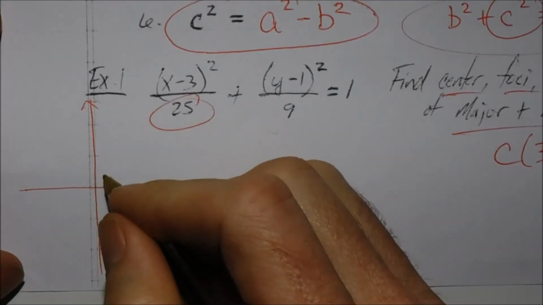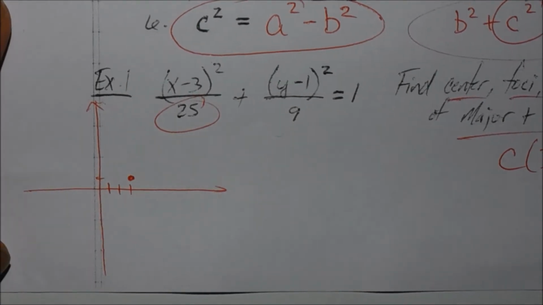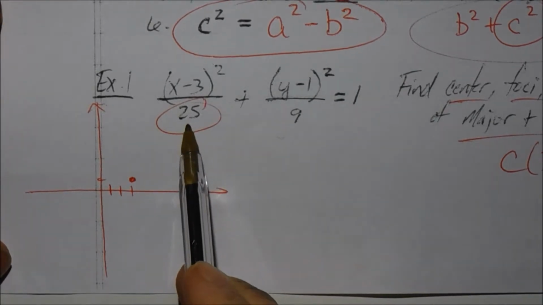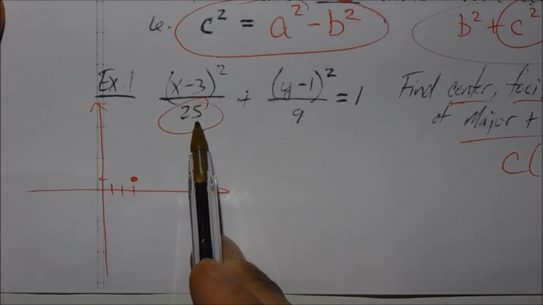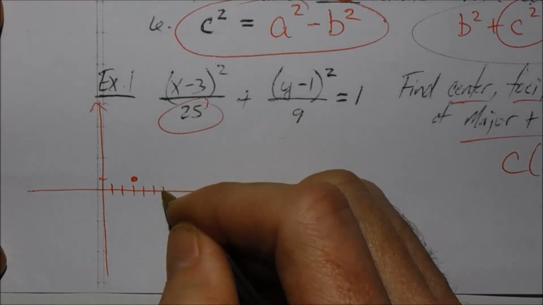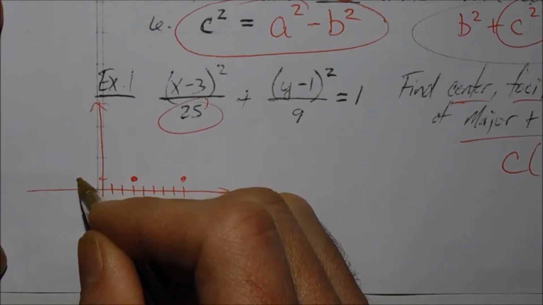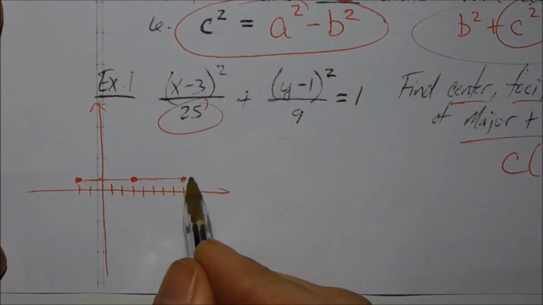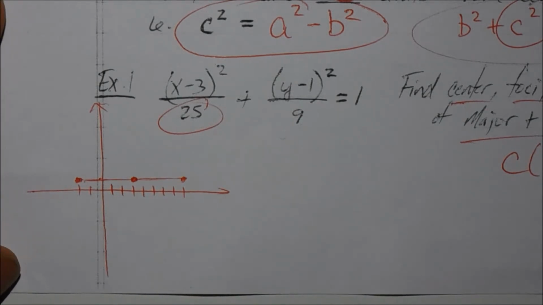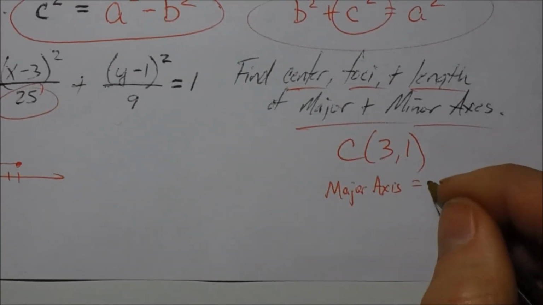Okay? So we're going to go ahead and plot that real quick. 1, 2, 3, 3, 1. There's my center. Okay? And now I can move how many units left, right? 5. Thank you for not saying 25. This is a squared. The a value is 5. You're welcome. So 1, 2, 3, 4, 5 units, and 3, 4, 5 units, and that gives you the vertices, okay, to connect, and that creates your major axis. Okay, so we know the length of the major axis is equal to 5 plus 5, or 10.